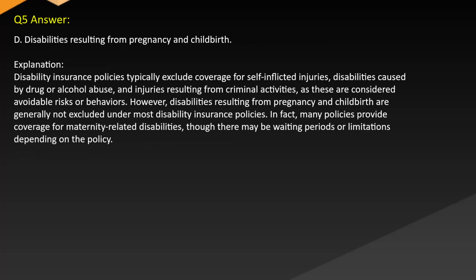Answer: D. Disabilities resulting from pregnancy and childbirth. Explanation: disability insurance policies typically exclude coverage for self-inflicted injuries, disabilities caused by drug or alcohol abuse, and injuries resulting from criminal activities, as these are considered avoidable risks or behaviors. However, disabilities resulting from pregnancy and childbirth are generally not excluded under most disability insurance policies.